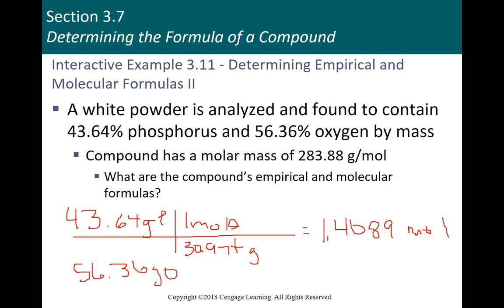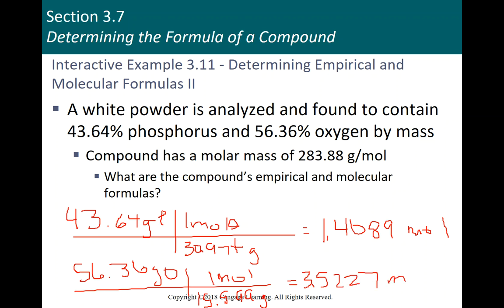Okay, we're going to do the same thing with oxygen, 56.36 grams of oxygen. And oxygen on the periodic table has a mass of 15.999 grams in 1 mole. So 56.36 divided by 15.999 gives me an answer of 3.5227. Now, what this tells me is that's the number of moles we would have of phosphorus and of oxygen if we had a 100-gram sample. That doesn't tell me what the formula is. I have to do what we call a mole ratio.